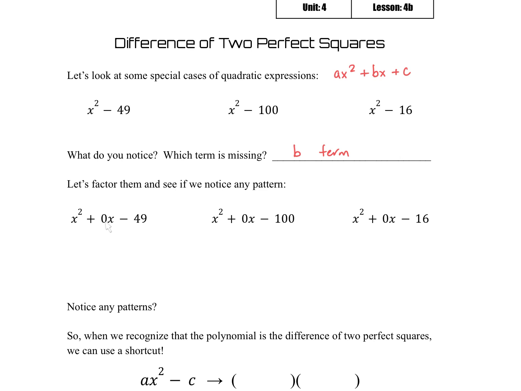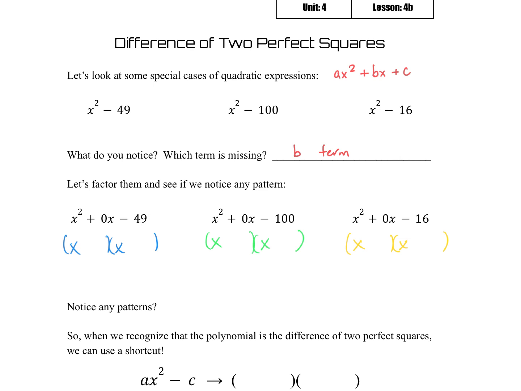But what if we just added in 0x in place of that missing b term? So this is identical to this. We've just added 0x in. Same thing here and here as well. Let's factor these. These are basic trinomials, which means they're all going to have parentheses like so. They're all going to start with x and x. And now in each case, we just have to determine what multiplies to c and adds to b.